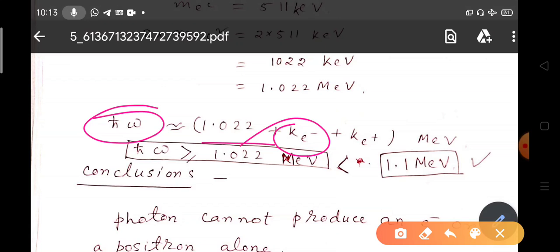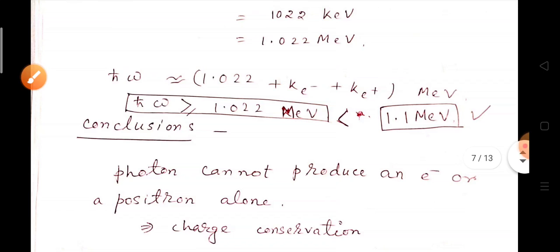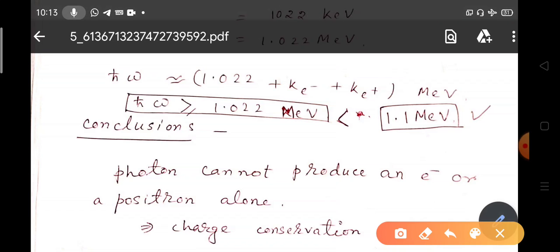plus the kinetic energy of the electron plus the kinetic energy of the positron. If we think that after generating the pair of positron and electron the kinetic energies are zero, then the energy of the incident electromagnetic radiation or incident photon is at least equal to 1.022 MeV. Or we can also say that pair production will only be possible if the photon energy is at least 1.022 mega electron volt. This much energy is at least needed for the production of pairs.